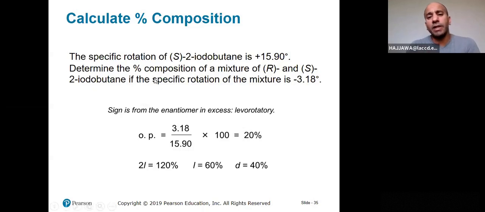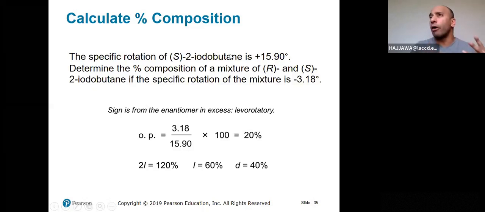Determine the percent composition of a mixture of R and S 2-iodobutane, if the specific rotation of the mixture is minus 3.18. How do I know it's not a racemic? Because I have a value for the plane polarized light being rotated with the mix. If it had been a racemic mixture, I should be getting a specific rotation of 0. But the fact is it's giving me minus 3.18. What does this value mean? That means I have more of R than S. More of R, which is the minus 15.9, the opposite to this, than S.